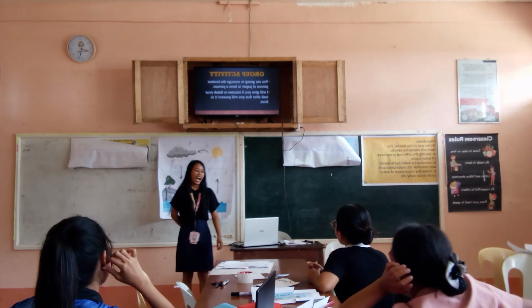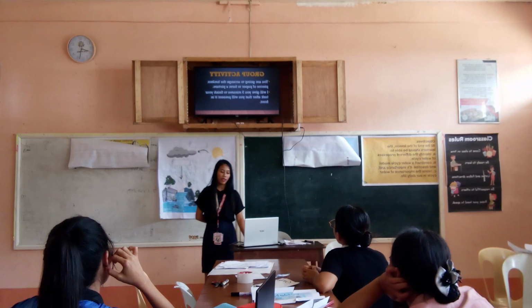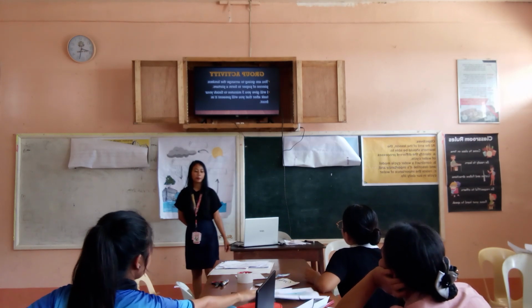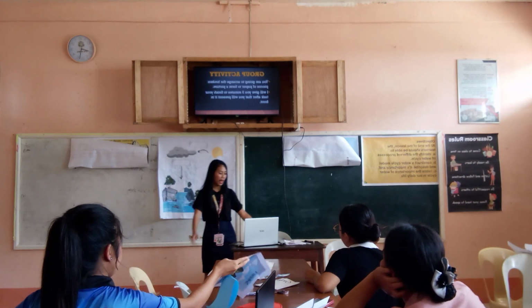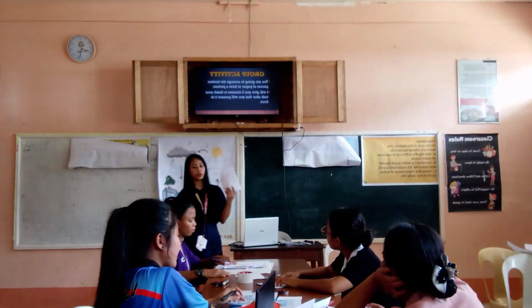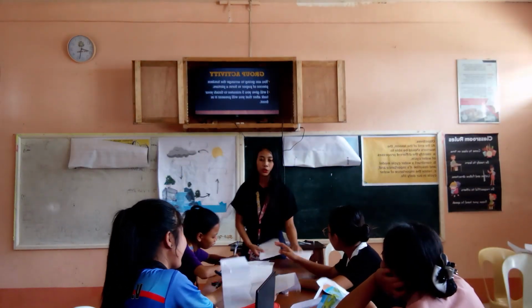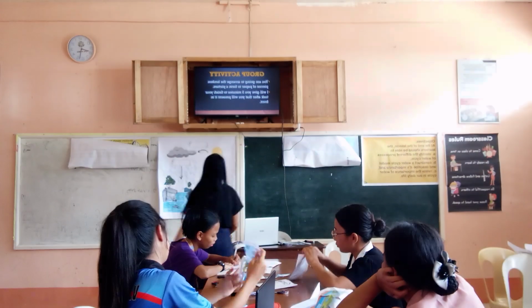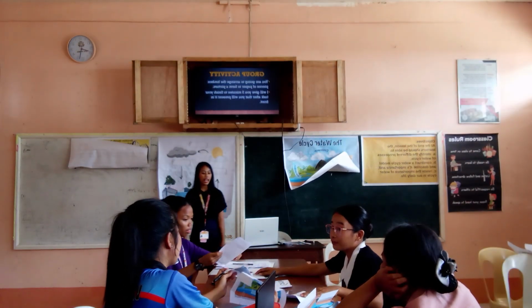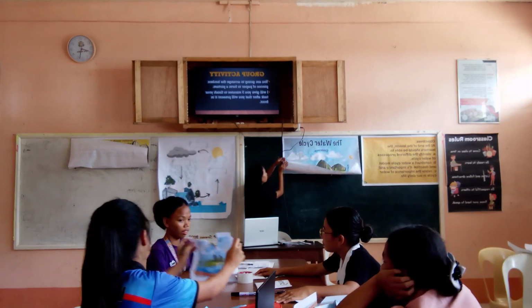So now we are going to have a group activity. You are going to arrange the broken pieces of paper to form a picture. This will be group 1 and this will be group 2. I will give you 3 minutes to finish your task. After that, you will present it in front.